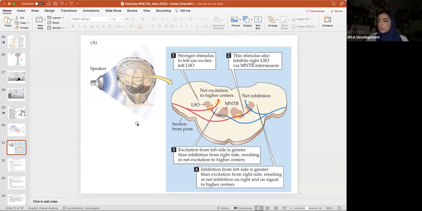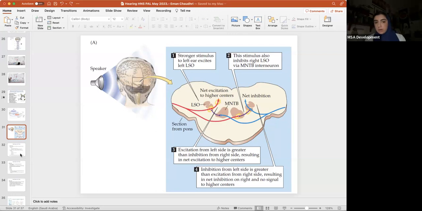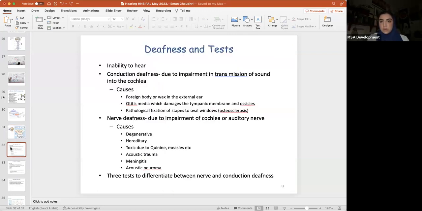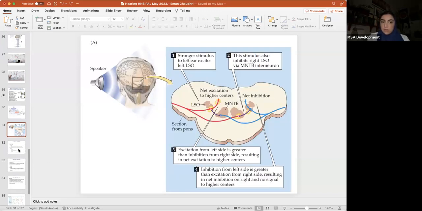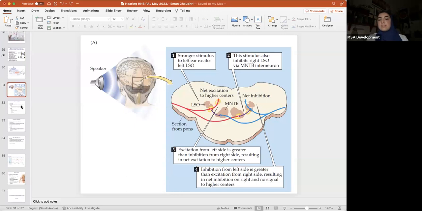Now, everything that you guys need to know is already written on the slide, and I don't think that there's anything more that I really need to build upon. So you guys can go over this yourself. If you guys have any questions, you can let me know. This is the last slide, and now we will quickly, within the next 10 minutes maximum, hopefully, talk about tests and deafness.